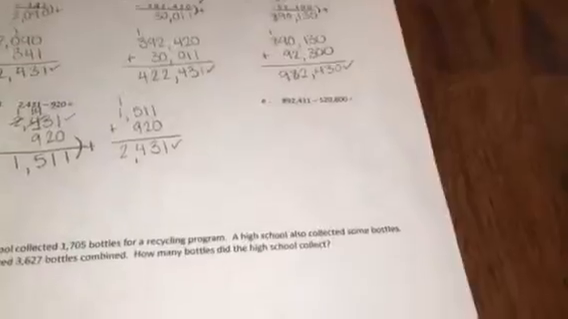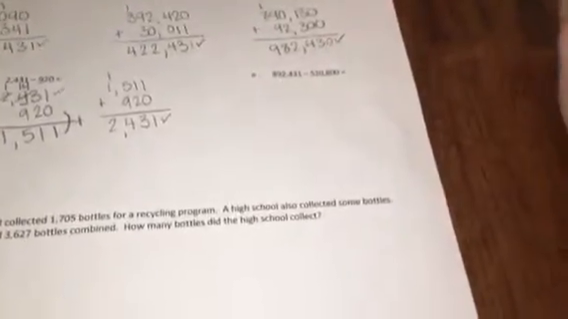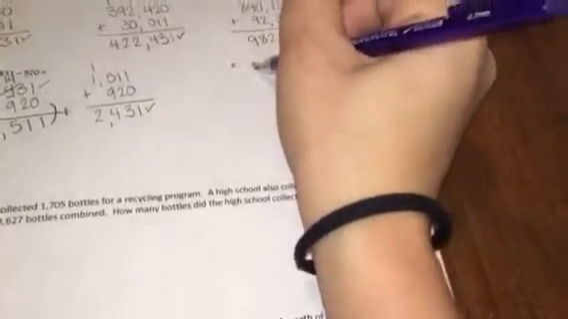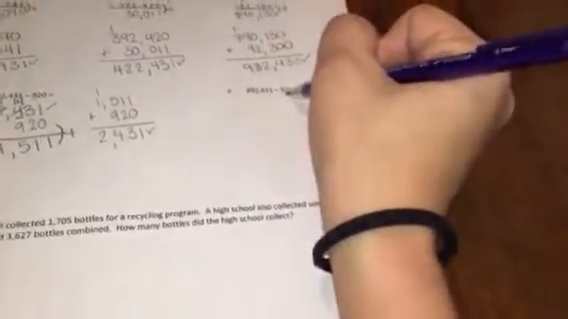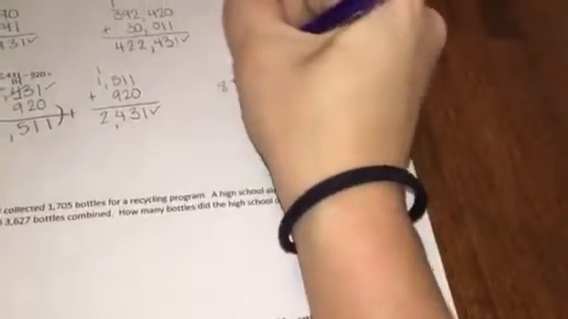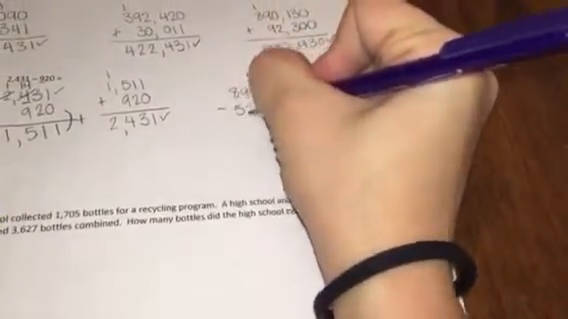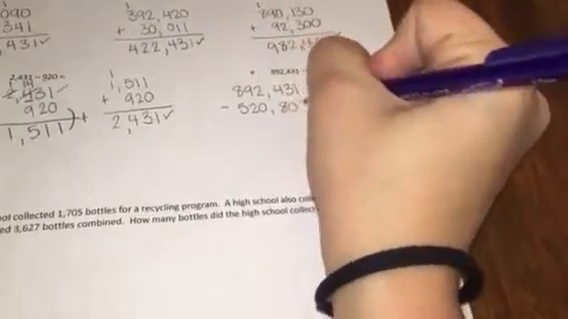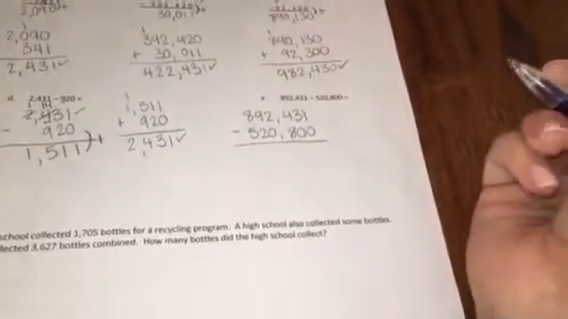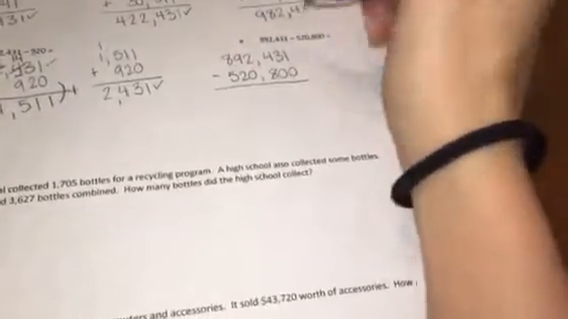Alright, last one, letter E. Remember, we have it horizontal, so we want to make it into standard algorithm. Your larger number goes on top. So 892,000 is larger than 520,000. So we will start off with 892,431 minus 520,800. Before we subtract, we need to make sure that each digit can be subtracted.